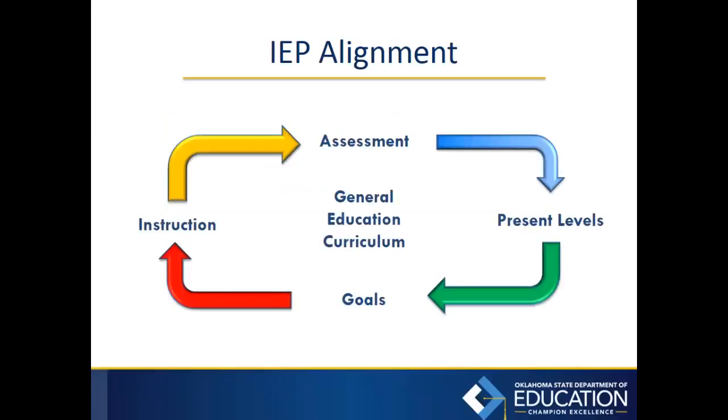On this particular diagram, we have the general education curriculum and an acknowledgement of how every aspect of the IEP aligns within itself, because once an assessment is developed, it helps drive the goals. The present levels identify the areas of need and strengths to develop appropriate goals based on the student's information of strengths and needs. And then the instruction can be geared toward that area of goals that have been identified by the team.